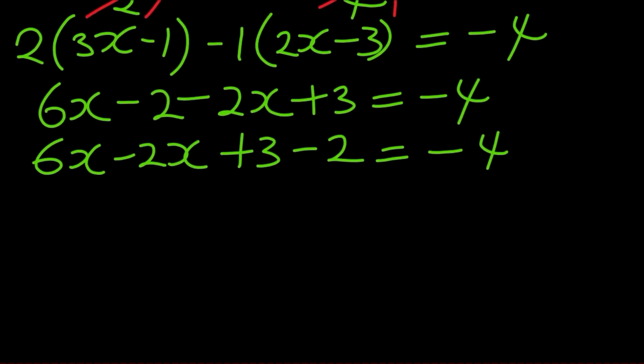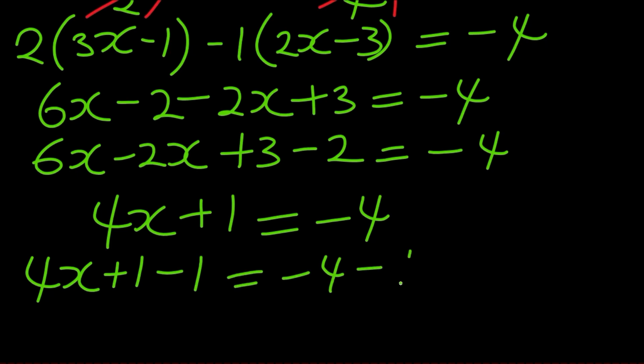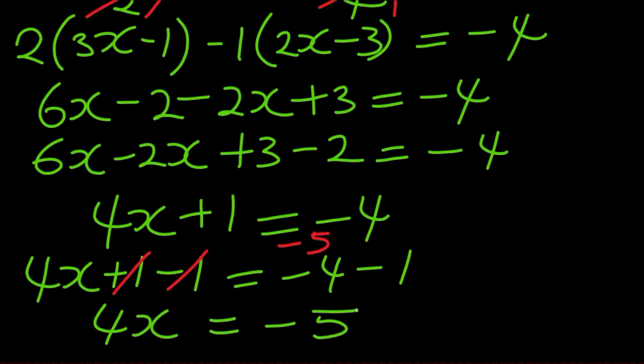6x minus 2x will give us 4x. 3 minus 2 will give us plus 1, equal to minus 4. Let's now subtract 1 from both sides of the equation. 4x plus 1 minus 1 is equal to minus 4 minus 1. 1 minus 1 is 0, and minus 4 minus 1 will give us minus 5. Therefore, 4x is equal to minus 5.